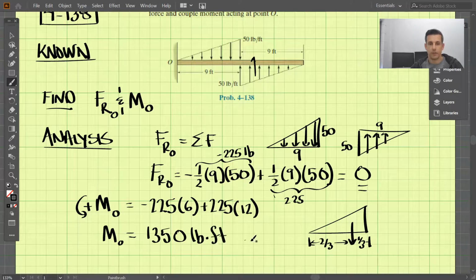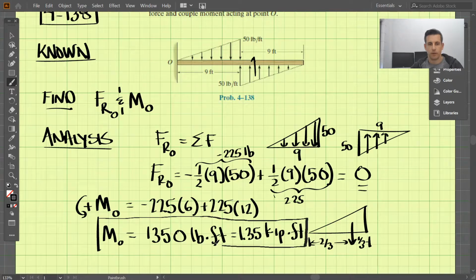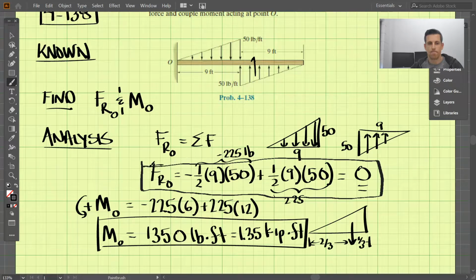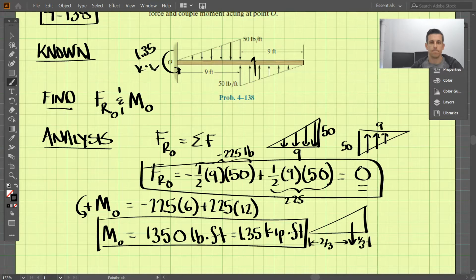pound-feet, which we can also write as 1.35 kip-feet. Remember that 1 kip is 1,000 pounds. And so our resultant load here is 0 at point O, and then we would be adding a moment here of 1.35 kip-feet to create this equivalent loading condition. Okay, so that's problem 4138.